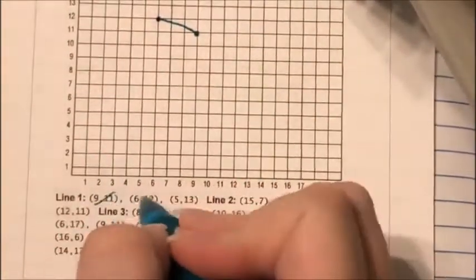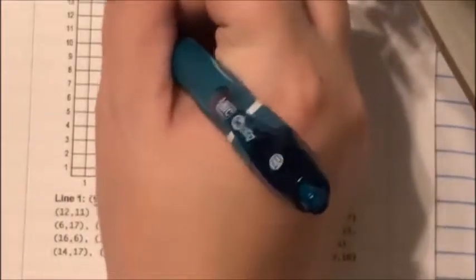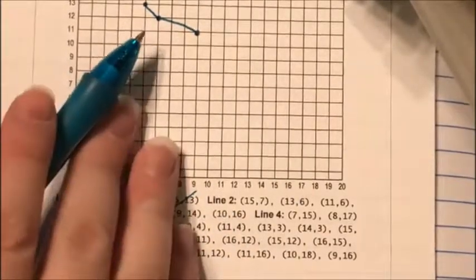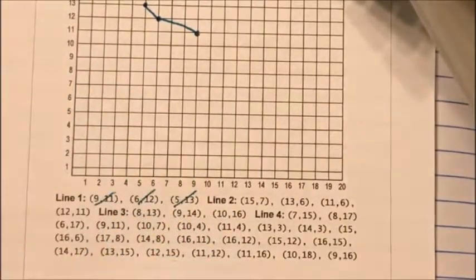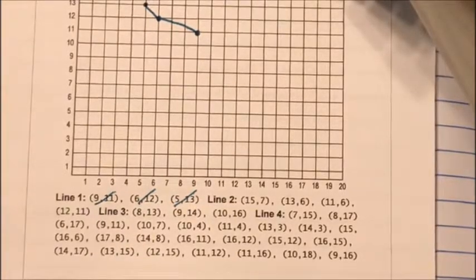Okay, so it's this one and this one. Okay, and then I have (5, 13). There. I connect those. Now the next set, you won't connect from (5, 13). All right. So once you're done, go ahead, pause the video. Once you're done, we will look at the picture together.